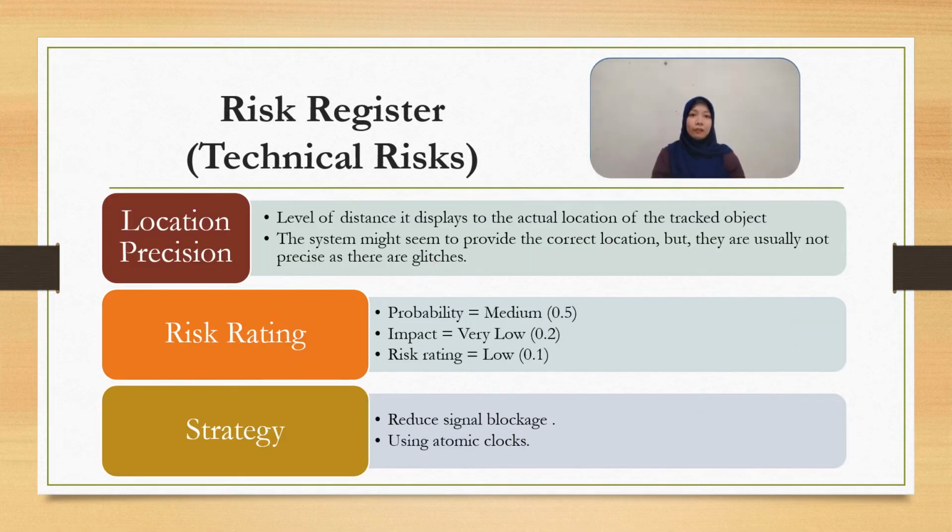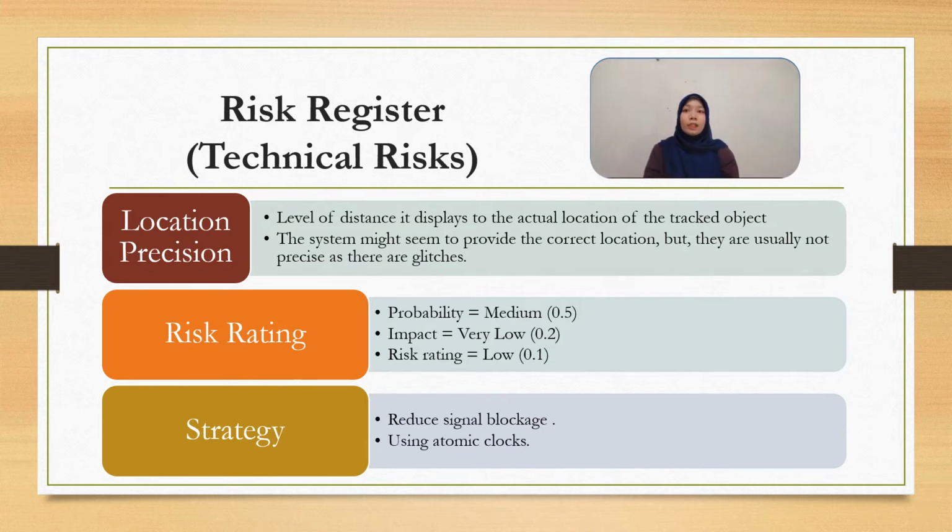The second technical risk is location precision. This means the level of distance between the location that the system displays and the actual location of the located object. It is quite normal for the system to display the correct location, but not a precise one, because there are glitches in the system.